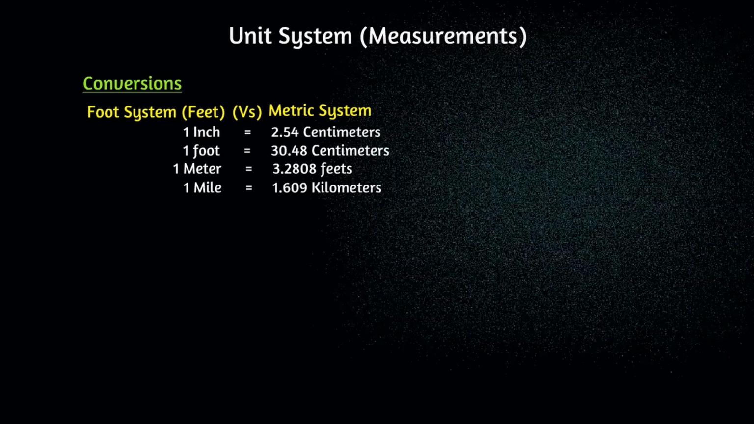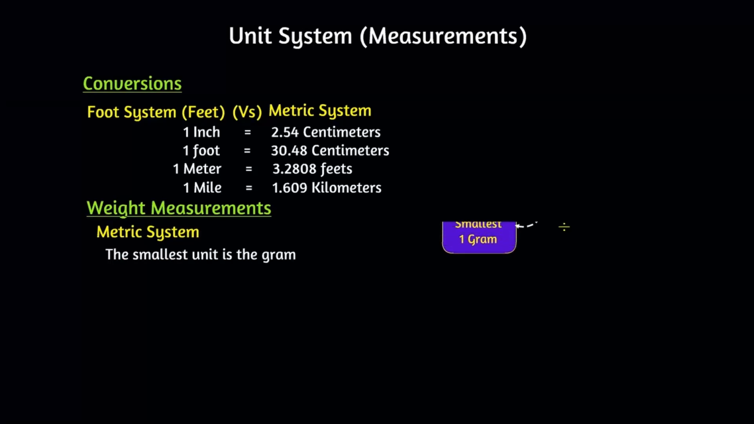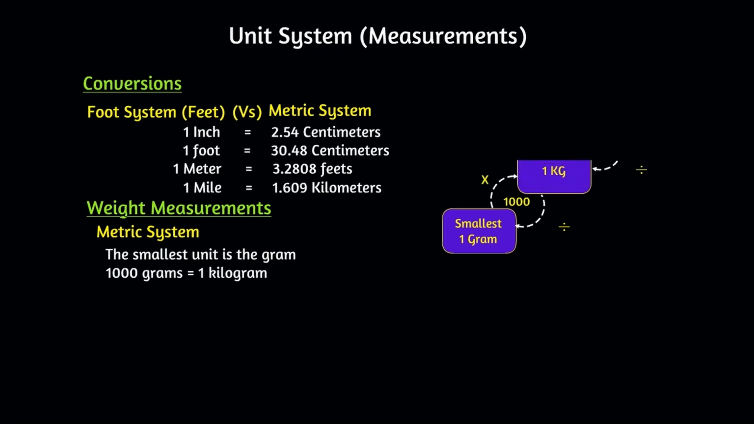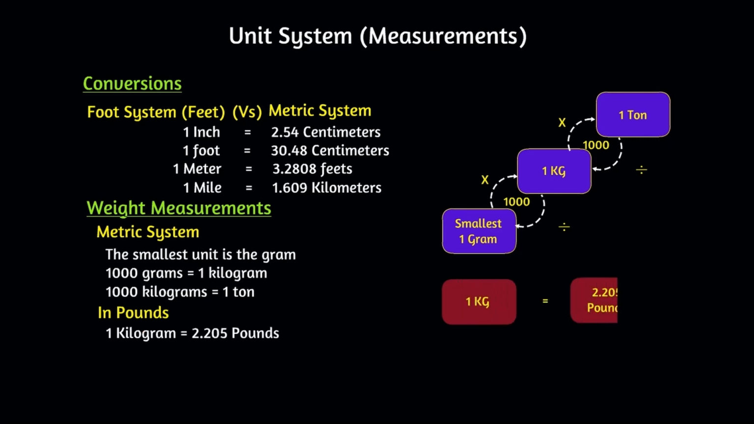Let us see the measurement of weight in metric units. In the metric system, the smallest unit for weight is the gram. 1000 grams make 1 kilogram. 1000 kilograms make 1 ton or tonnage. For pounds, 1 kilogram equals 2.205 pounds.